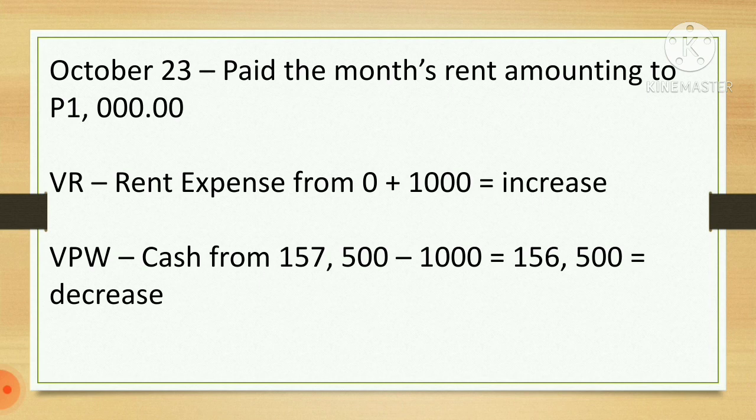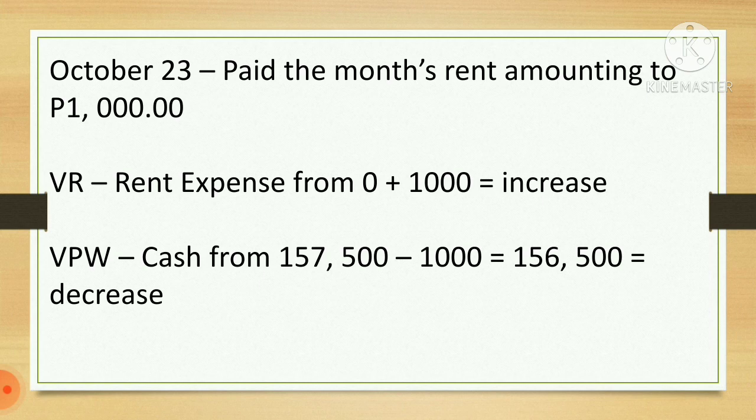Another, October the 23rd, paid the month's rent amounting to 1,000 pesos. So, what is your value received? You received your rent expense, because that's a month's rent. So, does the company already have a rent expense? Initially, there's none. It's 0. So, when you paid the month's rent, you already have a rent expense of 1,000. So from 0, it becomes 1,000. So that is obviously an increase.